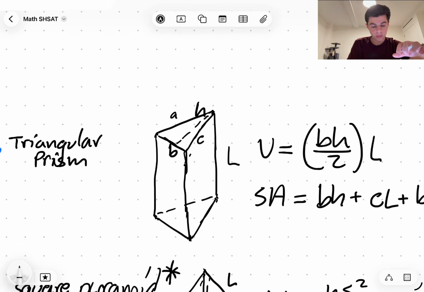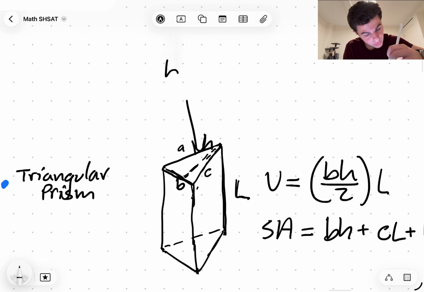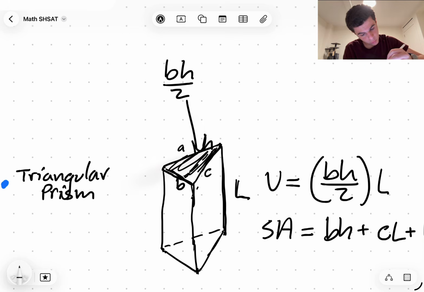So to find the volume, if this side is L, as I said here, and this is H, and this is B, right? Well, we're going to find the area of this triangle here. So it's going to be the base times height divided by 2, right? So BH over 2. That's going to be the area of this. And now we need to multiply that by L to get the volume. So BH over 2 times L. And that is our volume, right?